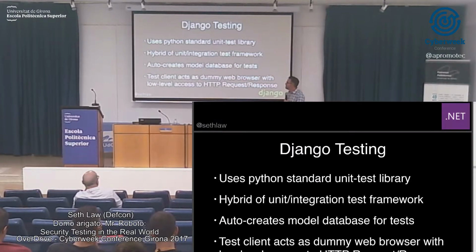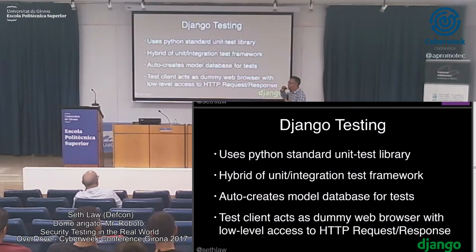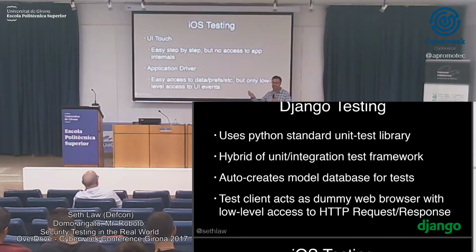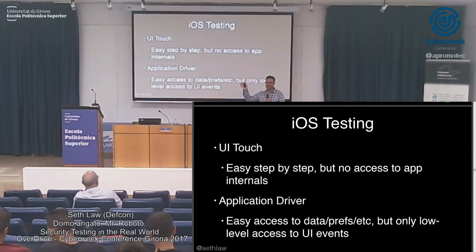Django was a little bit easier. The Python standard unit test library creates a full Django instance that you can interact with, including model databases and everything else, a test client that exists. The last one, iOS testing. Has anybody here done iOS development? Not many. Okay. Basically, there are two ways you can do testing in iOS: either access to the complete application internals, that's the application driver, or UI touch, which is basically driving the screen like a user would. But there are problems with each of those depending on what you want to test.